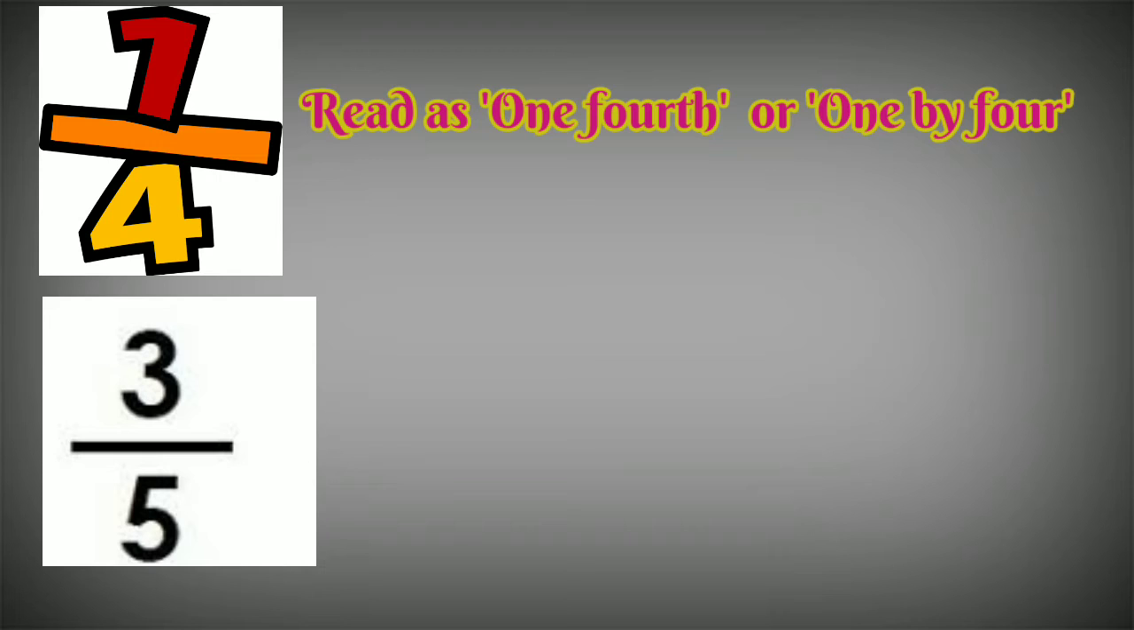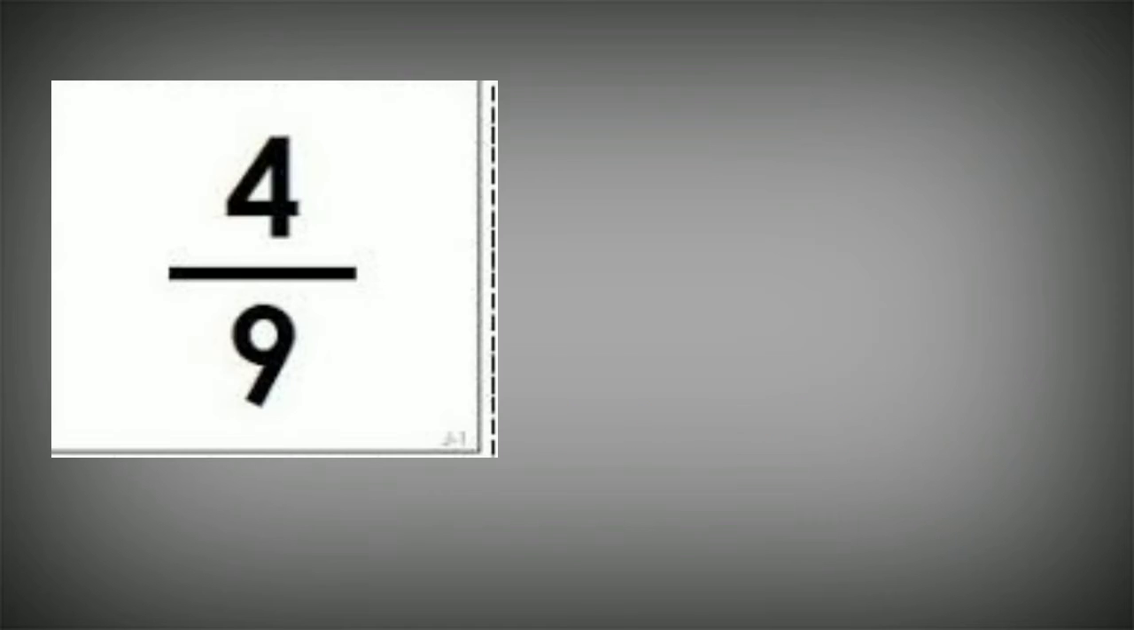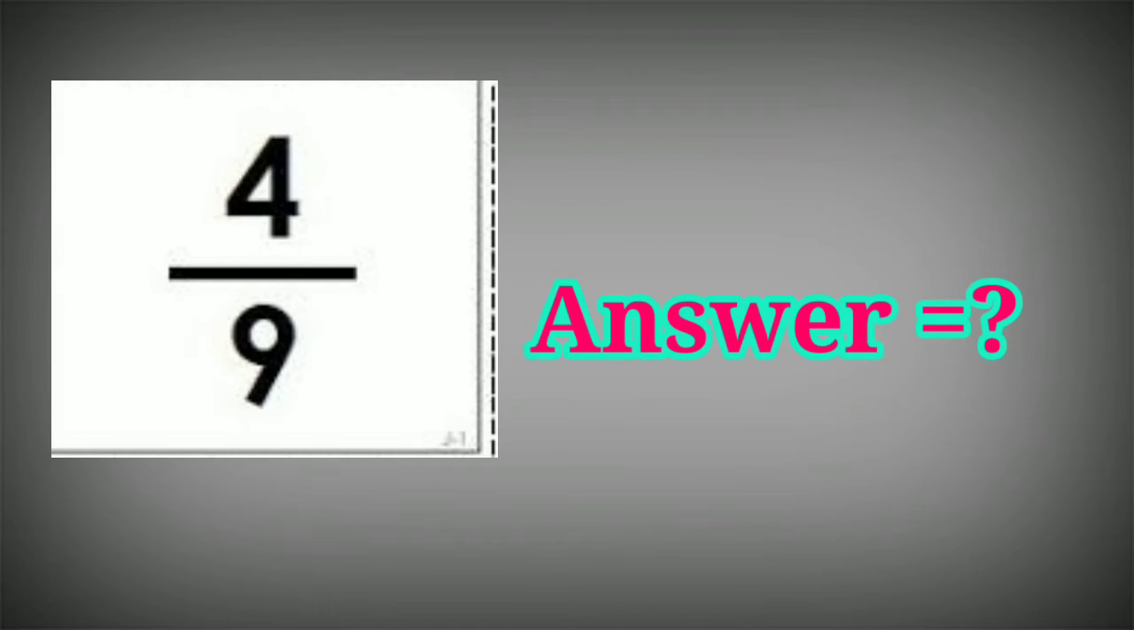Here 3 is the numerator and 5 is the denominator. So it is read as three-fifths. Did you understand, children, how to read the fraction? Okay, children, if you understood how to read the fraction, can you give me the answer: how to read this given fraction? You have to reply to me in the comments. Okay?